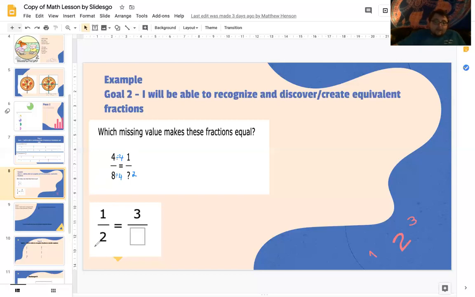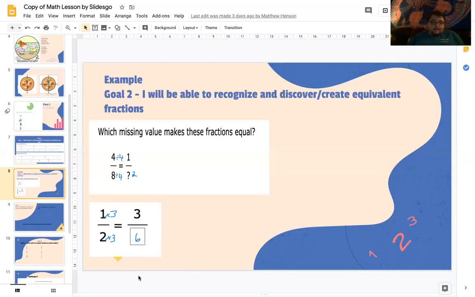Down here, it's 1/2 is equivalent to 3 over blank. So this time my numbers are getting larger. So what times 1 equals 3? Hopefully you know that 1 times 3 equals 3. So then what you do in the numerator's place, you have to do in the denominator's place. So 2 times 3 equals 6. So 1/2 is equivalent to 3/6.